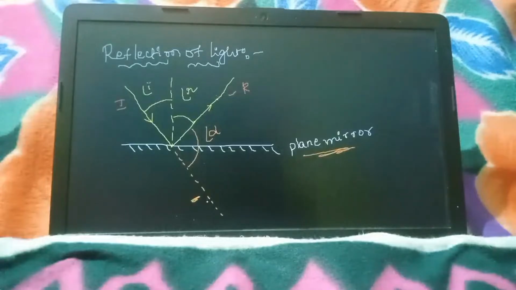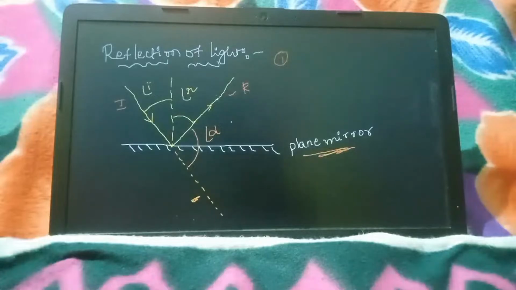This ray is the initial direction of the incident ray. So the bouncing back of the light, the total phenomenon, the bouncing back of the light is called reflection of light.